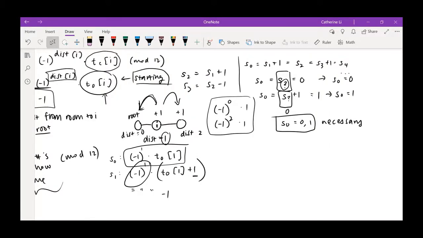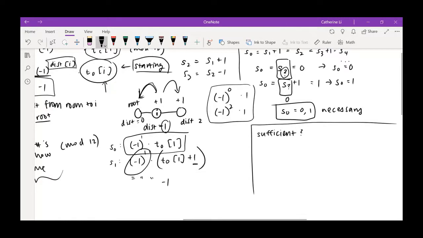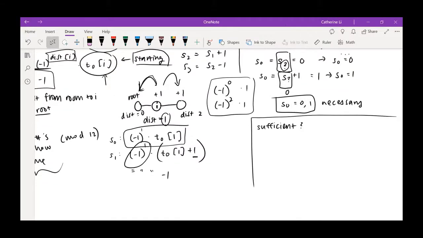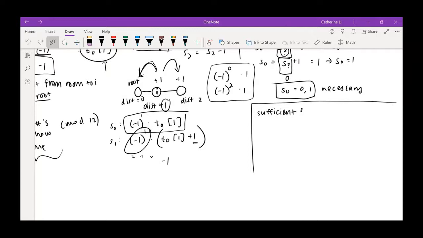So yeah, now we know this is necessary, but in order to make sure that this is sufficient, we should prove it just for completeness. And we're going to do this with induction. So we want to show that if S0 is 0 or 1, then we can get all 12s.